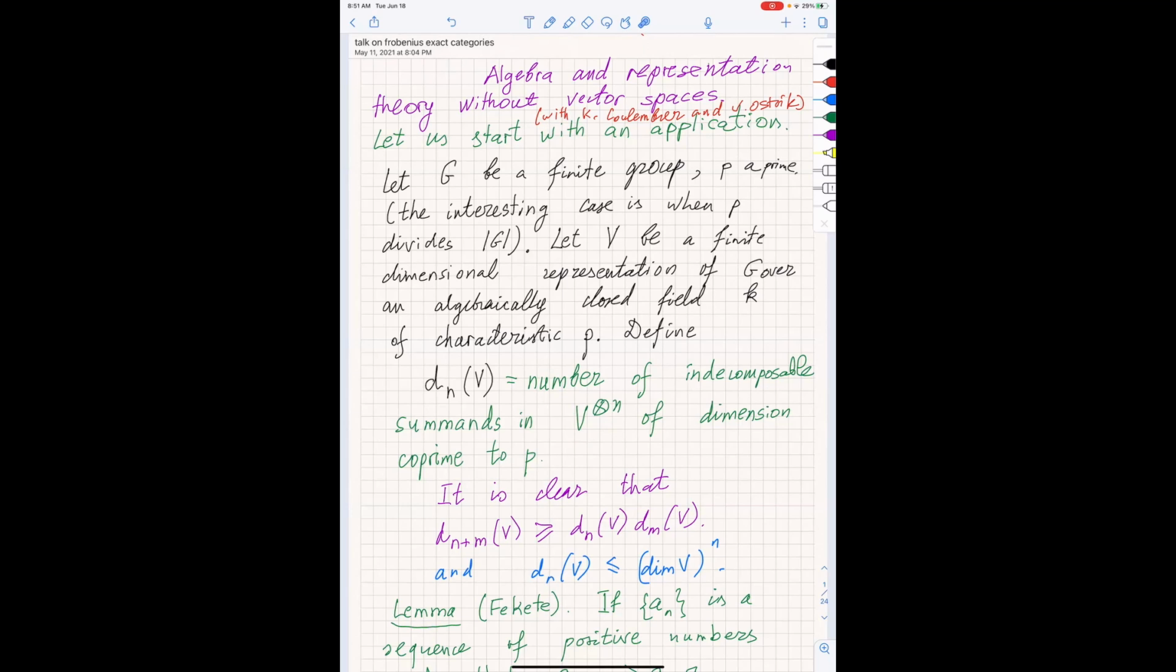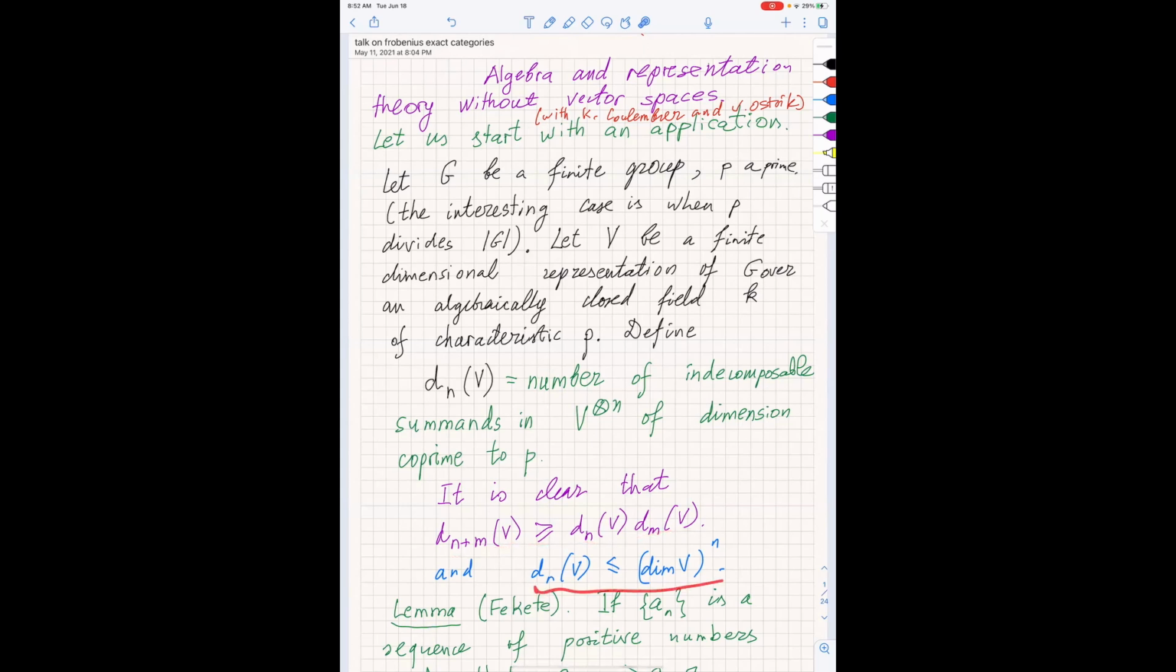So we will study this problem of indecomposables of dimensions coprime to p. This turns out to be more tractable. So what can we say about this sequence just from an elementary viewpoint? One thing that is clear is that it is super multiplicative, which means d_{m+n}(V) is bigger or equal to d_n(V) times d_m(V). This is because if you tensor two powers, V^n and V^m, and pick a summand of dimension coprime to p in each of them, then the tensor product of those summands will contain at least one summand also of dimension coprime to p. So that explains this inequality.